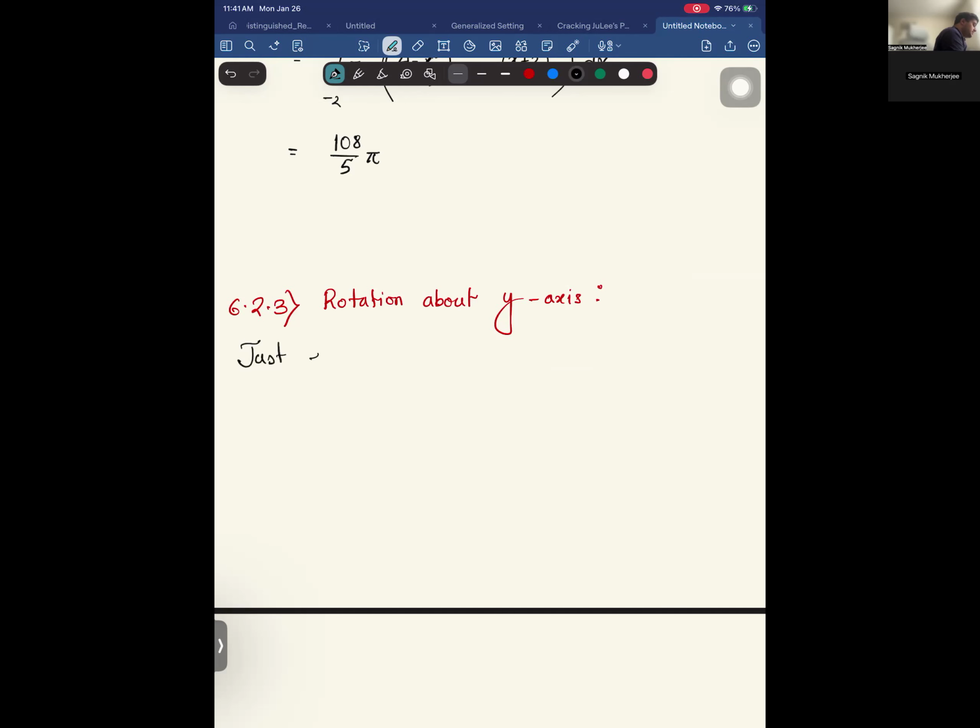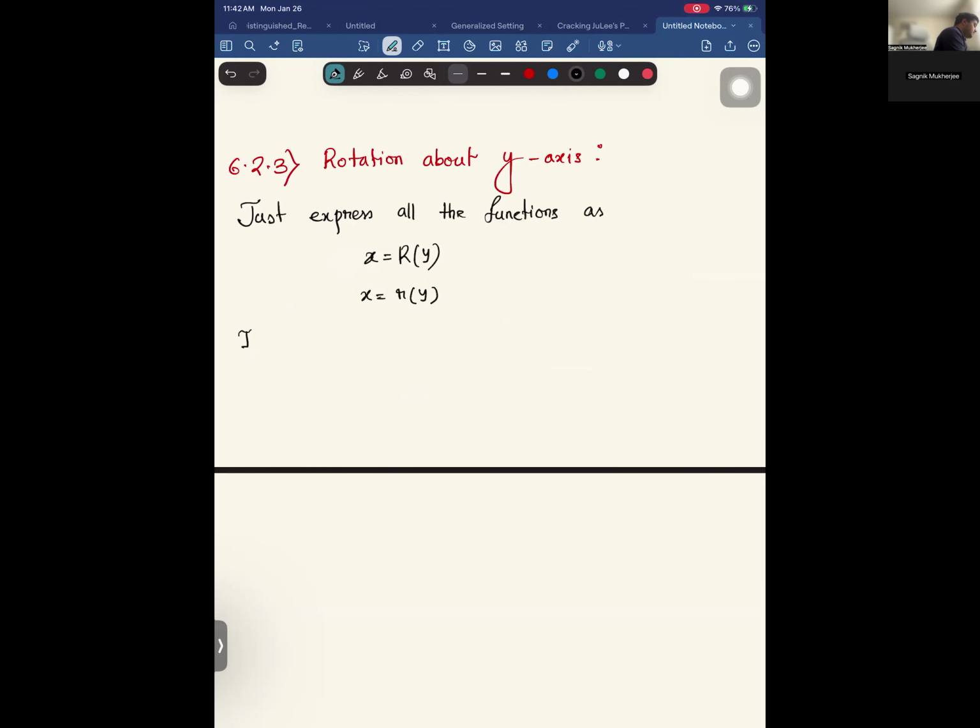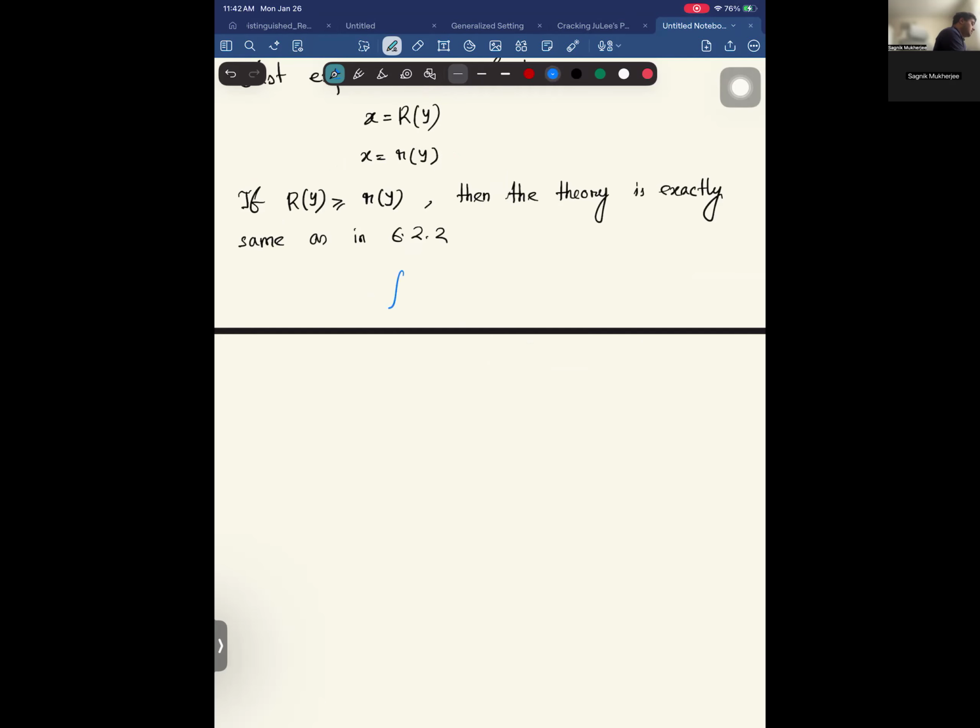Just express all the functions as x equal to big R(y), x equal to small r(y), if R(y) is more than or equal to r(y), then the theory is exactly the same as in 6.2.2, meaning the integral would be from a to b of pi times (R(y) squared minus r(y) squared) dy.